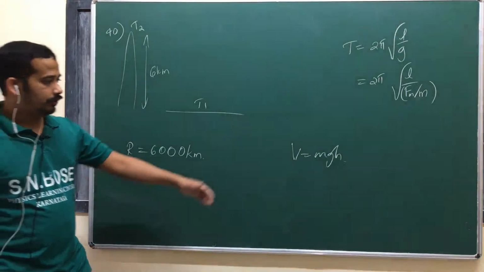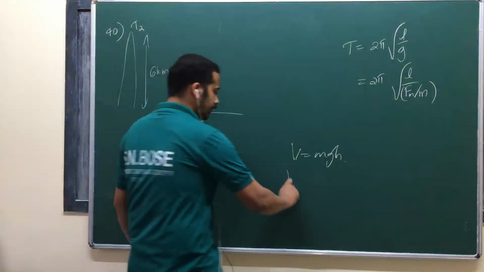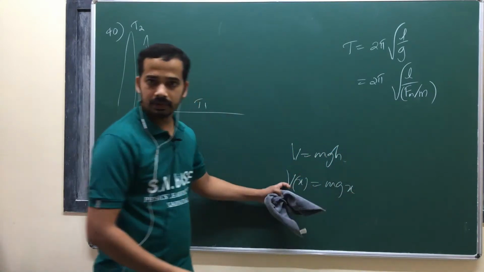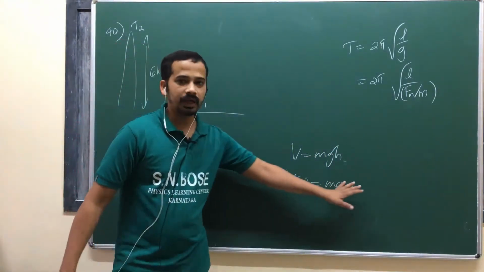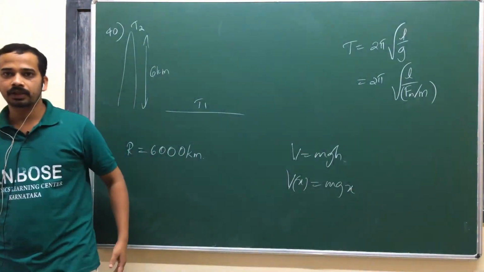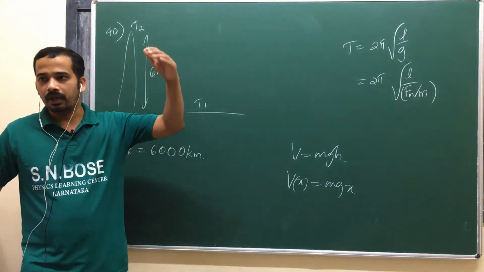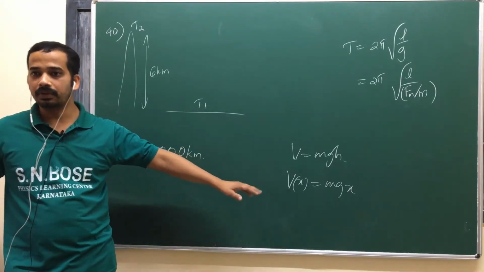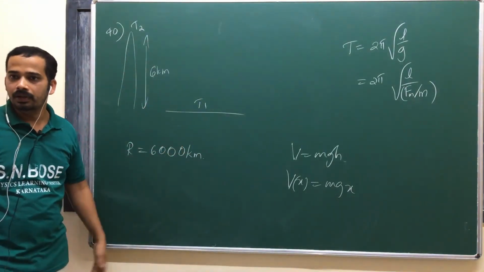So if you write V of x is equal to mg into x, when you take the derivative, you will get a force. That force is equal to m into g, that's what you write. On the Earth, wherever you are, you write force is equal to m into g. So that's actually an approximated one, from your Newton's law of gravitation.